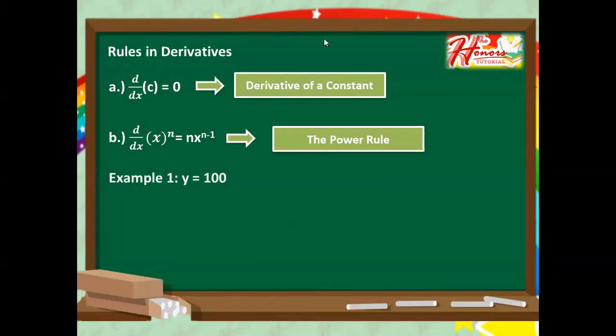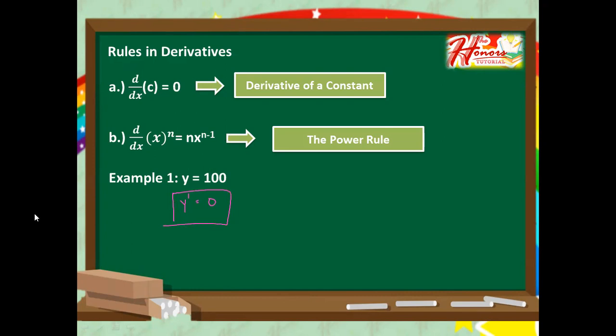Let us have example number 1. 100 here is a constant, right? So therefore, automatically, we can assume that this is equal to 0 because of the derivative of a constant rule. So we can state that y prime is equal to 0, since our first rule here is stating that any constant is equal to 0. So that is the answer for example number 1.